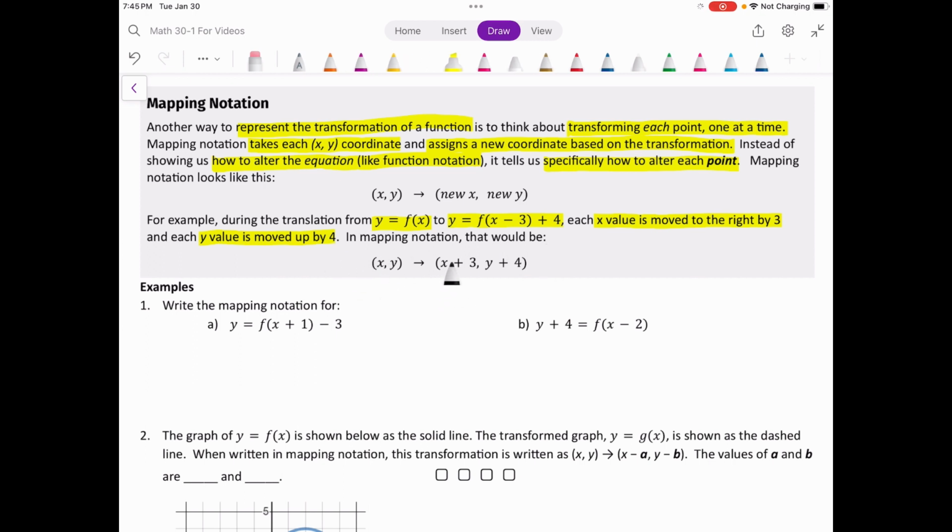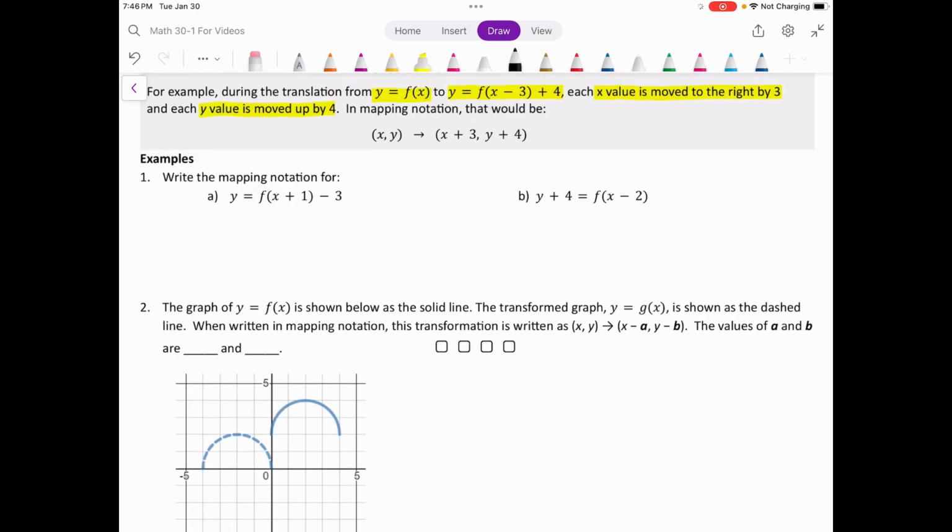Notice how it acts like literal instructions on how to go from an original point to the image point, right? Take whatever x was before and add 3. Take whatever y was and add 4. If you had a point at 0, 0, that point is now at 3, 4. Okay, let's try it out.